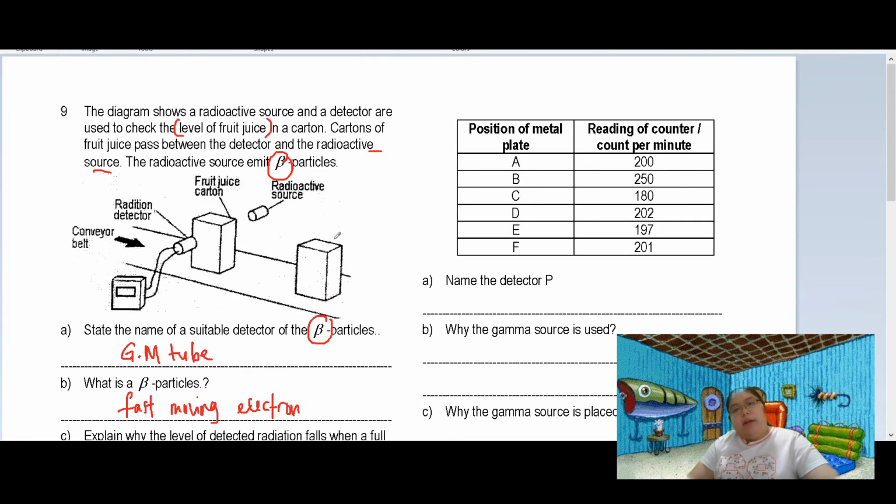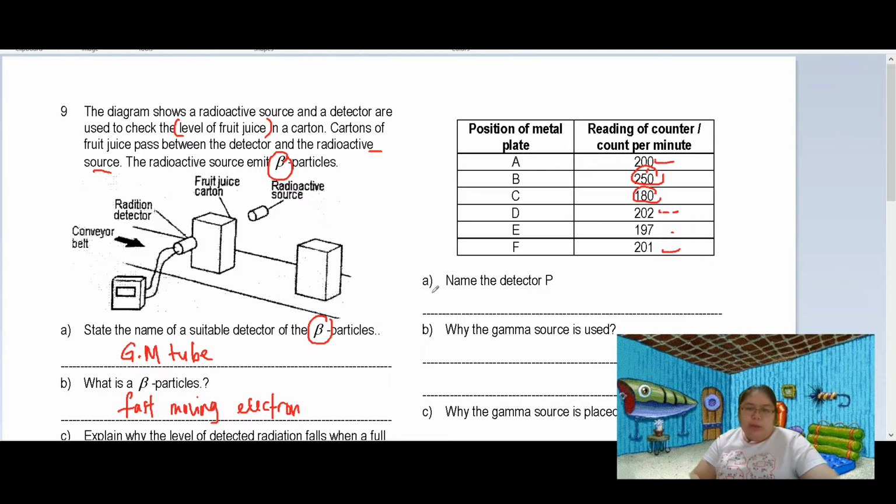Okay, now you can see the readings: 200, 250, 180, 202, 197, 201. Can you find here some that have a problem already? The standard is 200. Then we got 202, 197, 201. The others are okay. Maybe this one and this one have a little bit of a problem. 250 is a big problem.